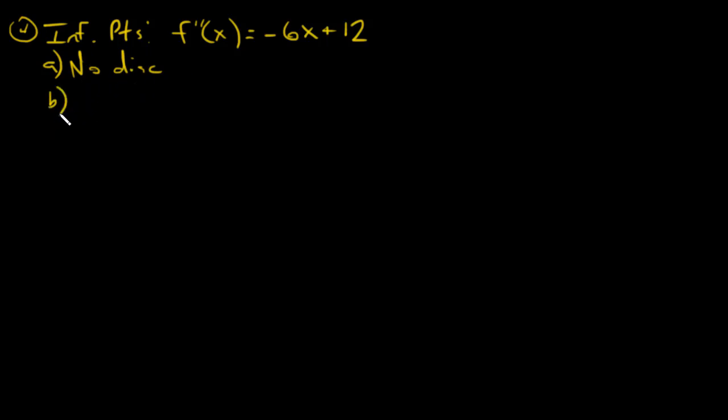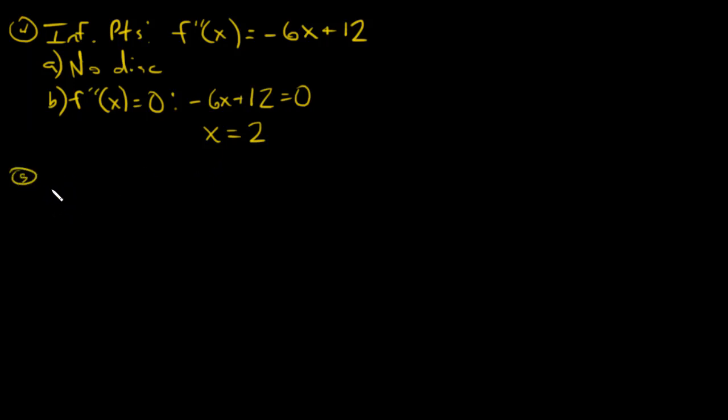But that's okay. Step 2, f double prime of x equals 0. Alrighty, so that implies that negative 6x plus 12 equals 0. And if I can just kind of solve for this, imagine moving the 12 over, get negative 12 divided by negative 6, x equals 2. That's going to be my inflection point.